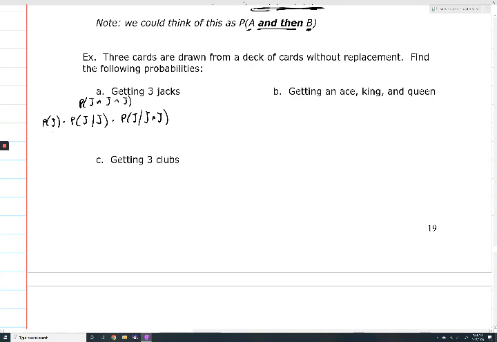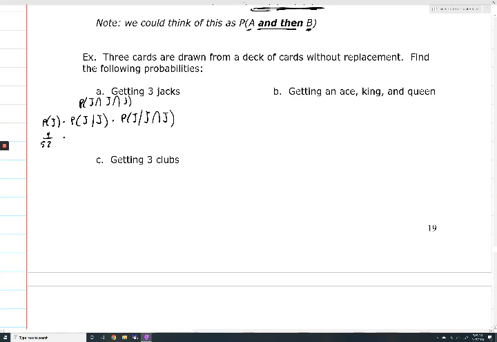We have first card is a jack, second card is a jack knowing the first card was a jack, and then the third card was a jack knowing the first 2 cards were jacks. I should rewrite that so it looks better. There we go. These are not ends. They're that intersection or the and. So, first card is a jack. How many jacks are there in a deck? There are 4, and there are 52 cards.